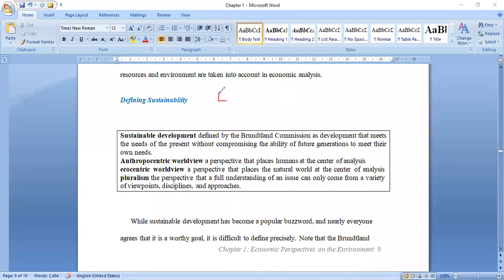Is there a difference between economic growth and economic development? Any difference between the two? Yes? Economic growth and economic development. Is there any difference? I think a difference. Yes? I know there is a difference.